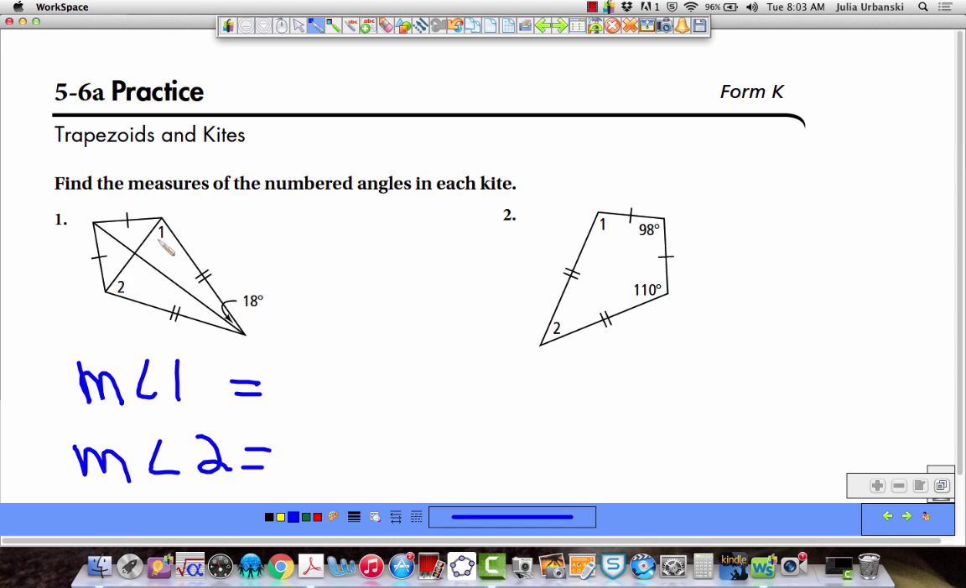So we need to figure out angle 1. So I would start by looking at this triangle right here. You know one angle is 18 degrees. You know the other angle too. What's this angle right here? 90. So figure out what angle 1 is. 90 and 18 taken away from 180.